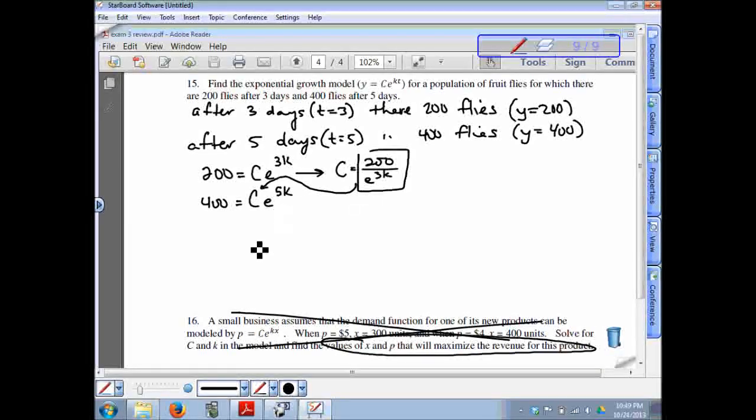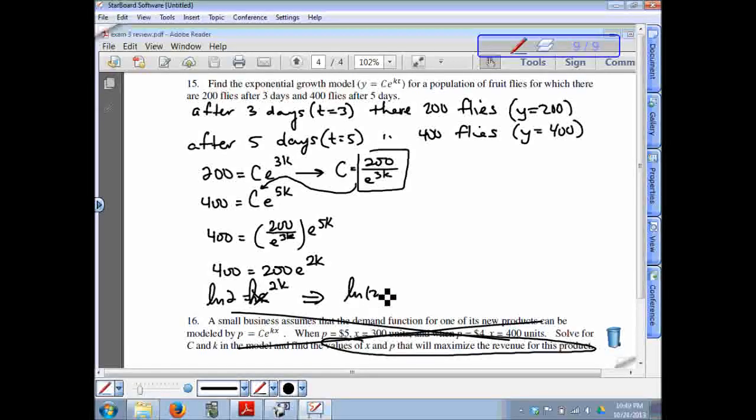Now we can take that value and plug it in there for that c and get the equation 400 equals 200 over e to the 3k times e to the 5k. And now these terms can reduce to e to the 2k. So we get the equation 400 equals 200 times e to the 2k. Divide both sides by 200 and you get the equation 2 equals e to the 2k. And if you take the natural log on both sides, it cancels a base of e. So from that we get that the natural log of 2 is equal to 2k, and from that, dividing both sides by 2 to isolate k, we get k is equal to the natural log of 2 over 2.